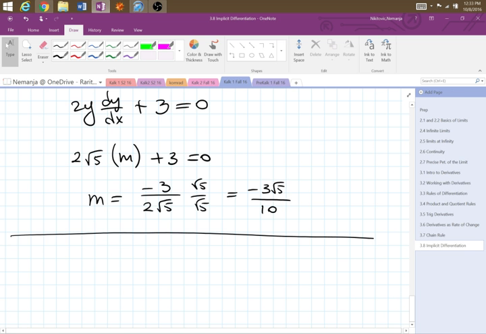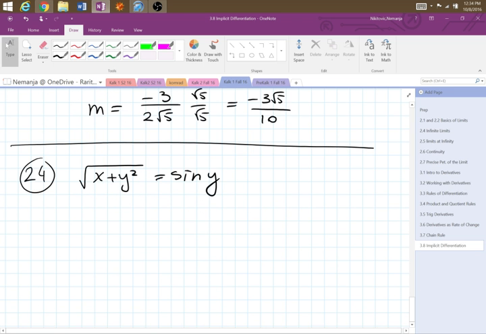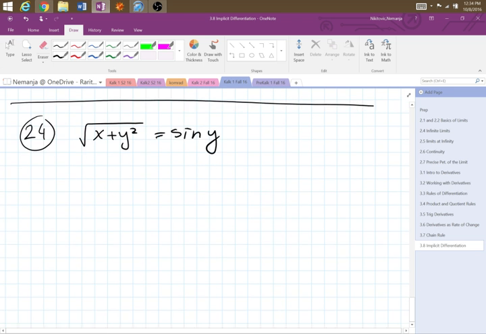Let's find the actual tangent line problem. Or something that is more interesting. Ooh. 24. Square root of x plus y squared equals sine y.